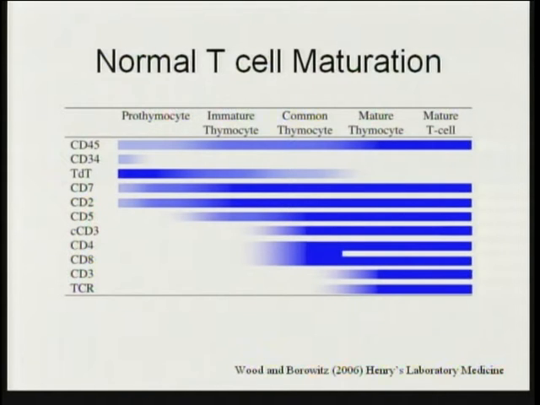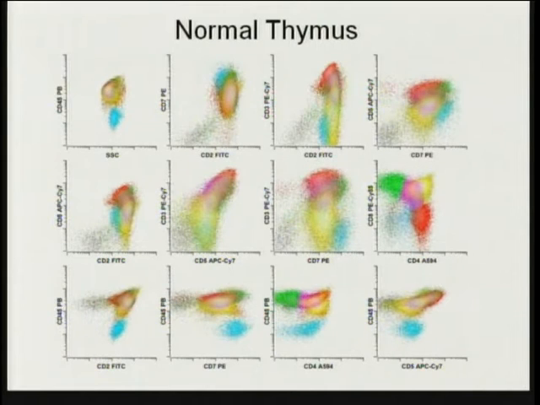The same can be said for T cell maturation. We won't go through any of these in any detail, but just to show you that the same type of findings occur. Different stages of T cell maturation, different patterns of antigenic expression. Those can be done in multicolor experiments, in this case a 10-color experiment showing T cell maturation in the thymus.